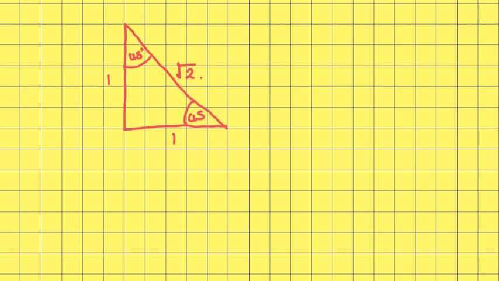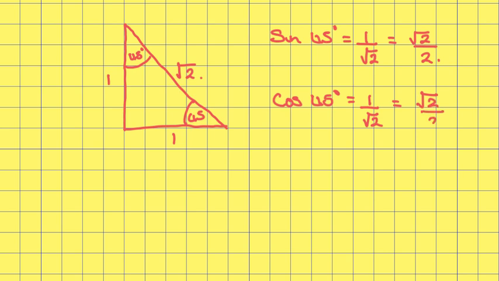So we can now work out sine 45 degrees is 1 over root 2. Again, I don't like surds on the bottom, so I'm going to multiply the top and bottom by root 2. So that will give me root 2 over 2. So cos 45 degrees is again 1 over root 2, which is root 2 over 2.